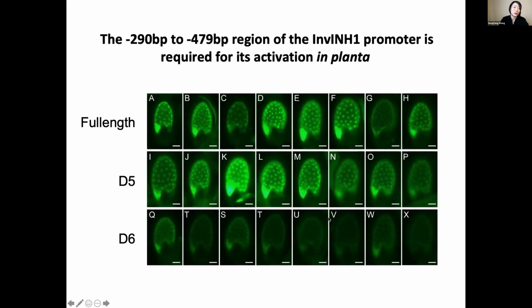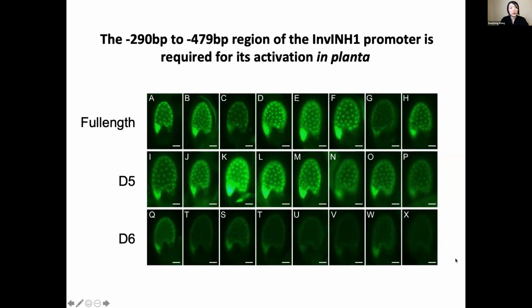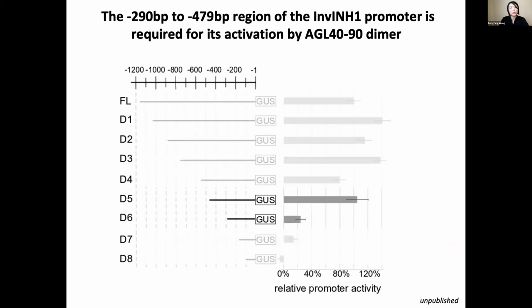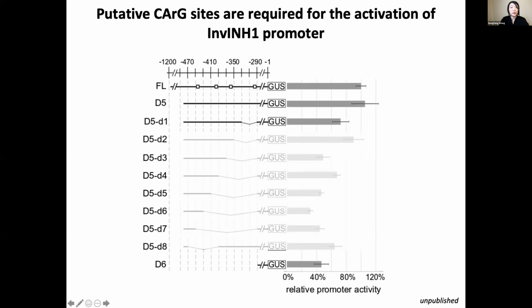We also verified this in planta. Here, this is the full-length promoter activity in 8 independent transgenic lines. And then this is the D5 fragment promoter activity, very similar to the full length. When we delete that region, we see a sharp drop in promoter activity. We also identified cis elements in this region, a 3 cis element region called the CRG sites, that are required for promoter activity. When we delete the region around those elements, we see a decrease in promoter activity, and the effect seems to be additive.